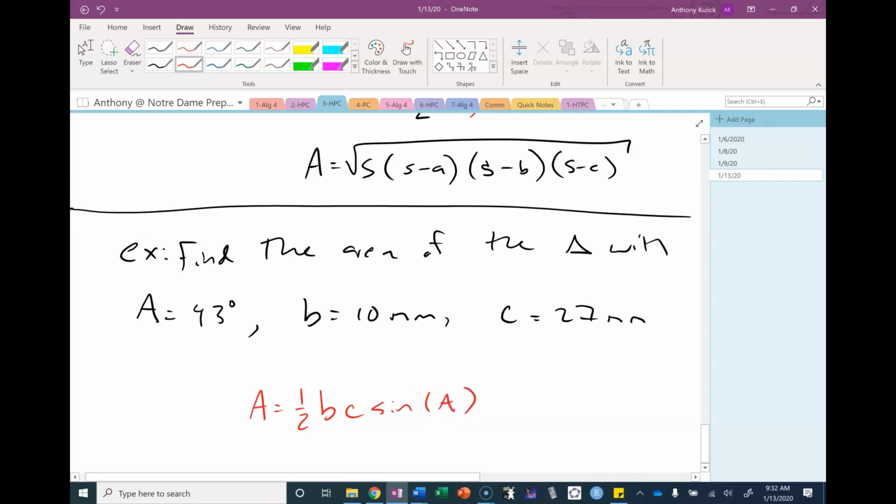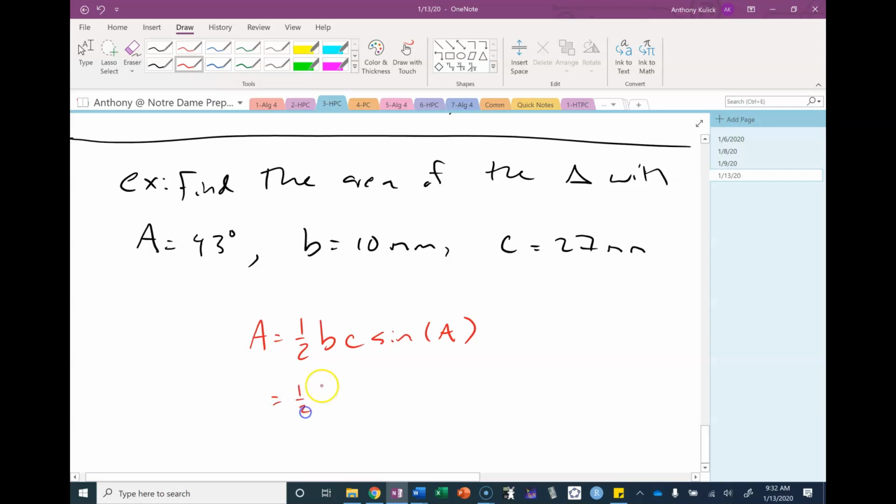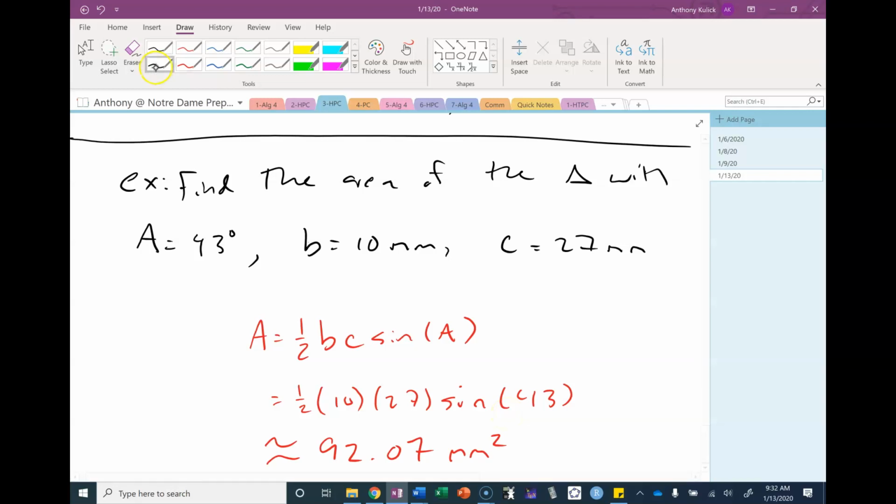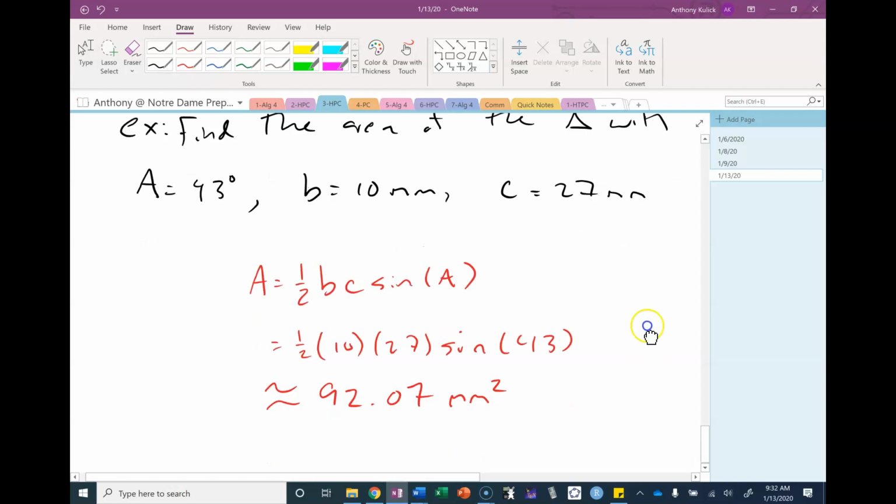So I can use the area formula A equals 1/2 side B times side C times sine of angle A. And that's all I need. I just type that into my calculator. And I get 92.07 millimeters squared. Is everybody relatively happy with that? So pretty straightforward there, right? Nothing tricky, nothing fancy going on.